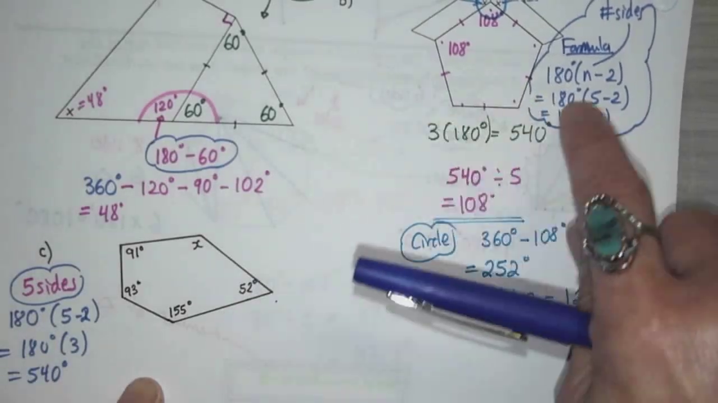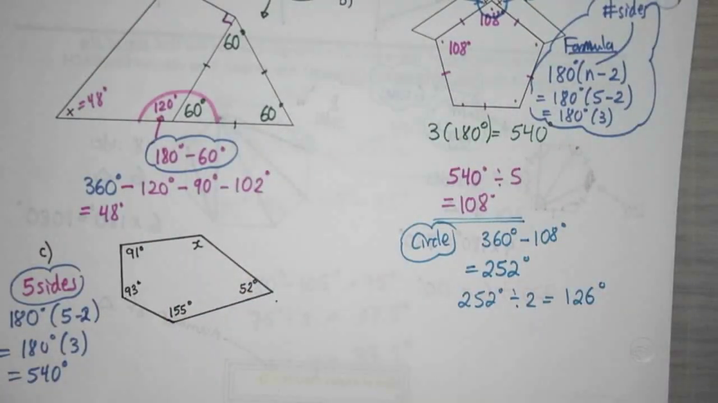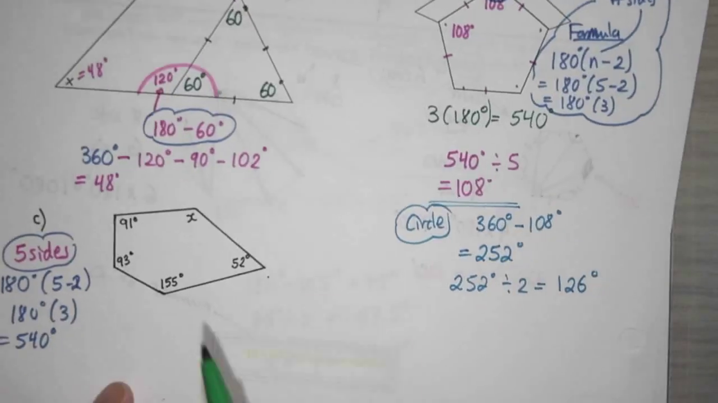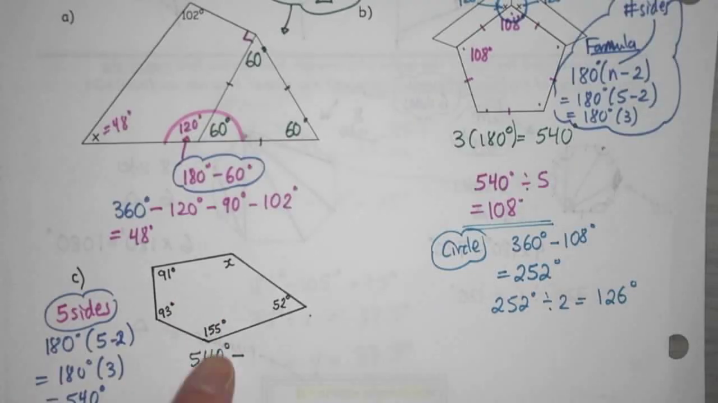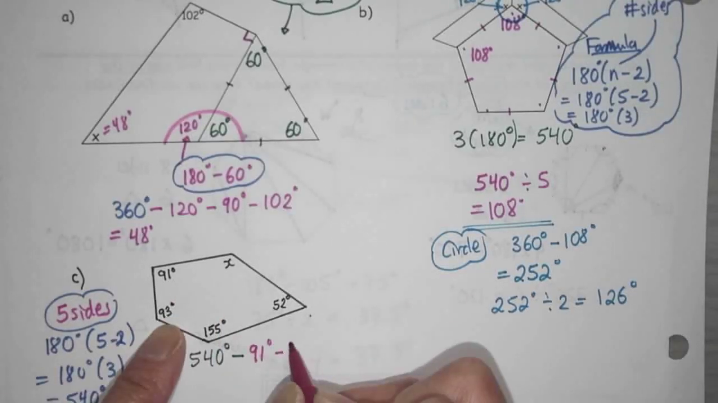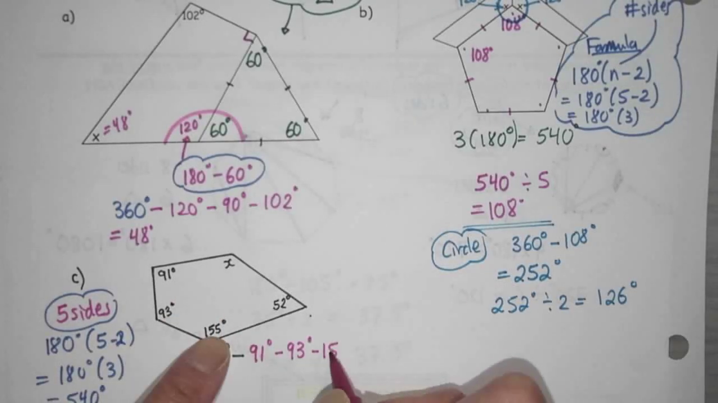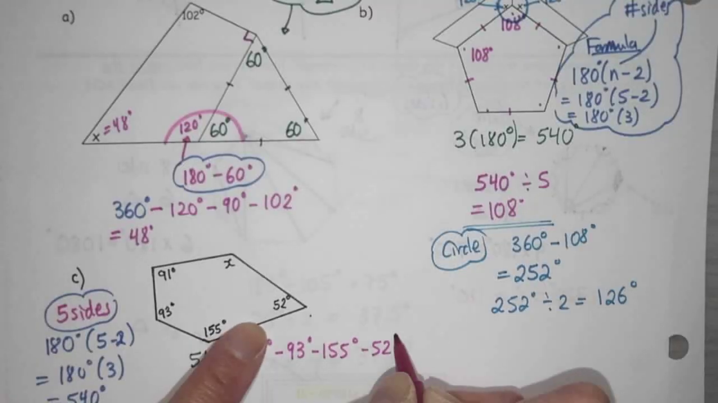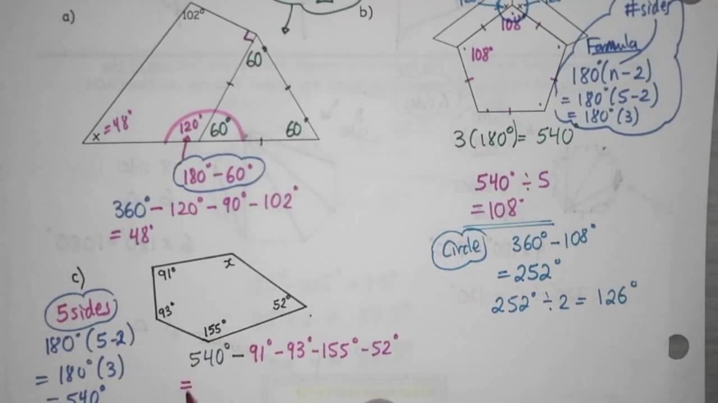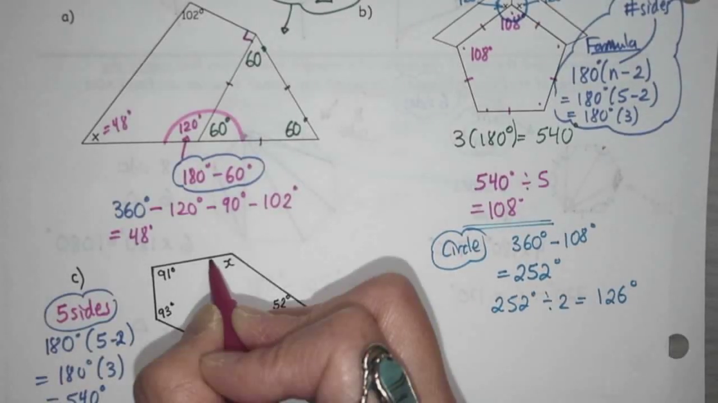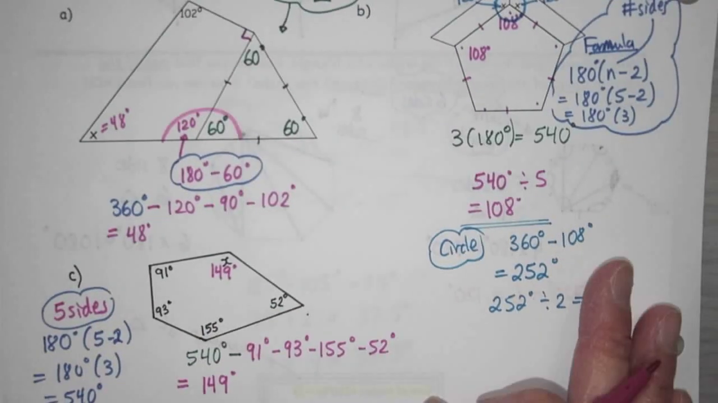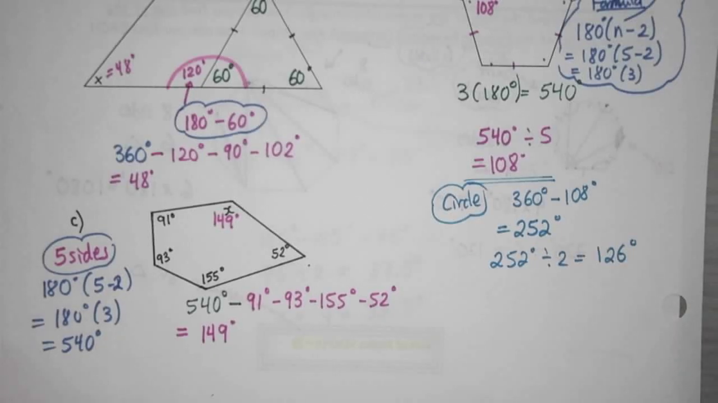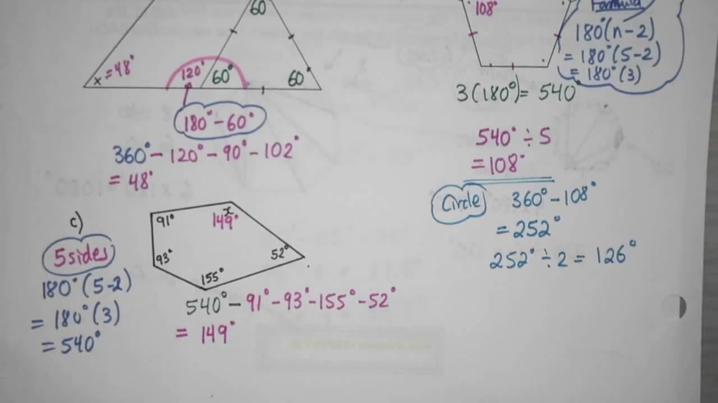But this is regular, so I can divide it and cut it. Here it's not. But I'm still going to take the 540, and I'm going to go 540 minus, and I'll subtract all of these. So minus 91, minus 93, minus 155, and minus 52. And that would get me my remaining x, which gets me 149. So this is 149 degrees. Okay, so regular and not regular is very important. Still the same kind of formula here, but how you deal with it is a little different.